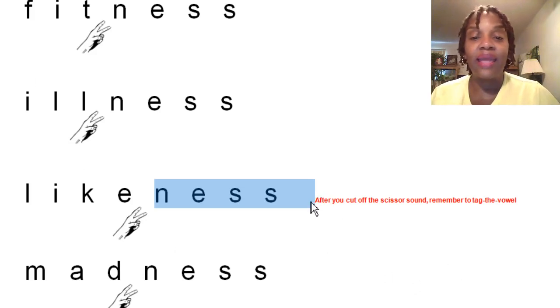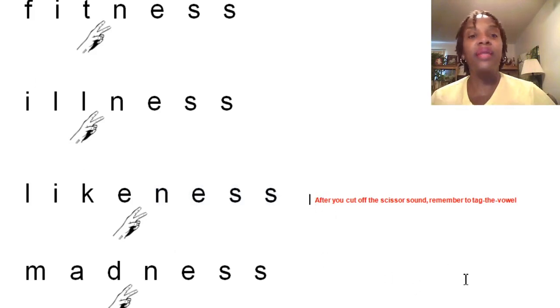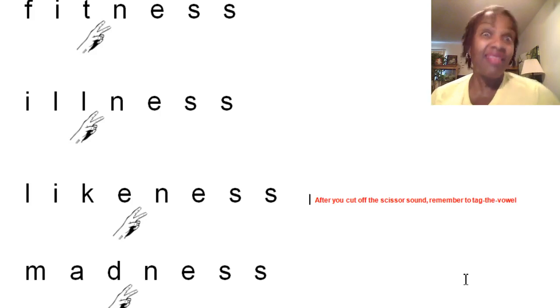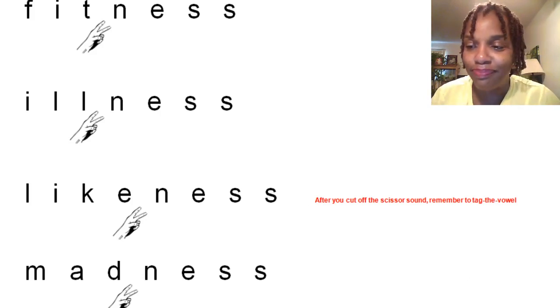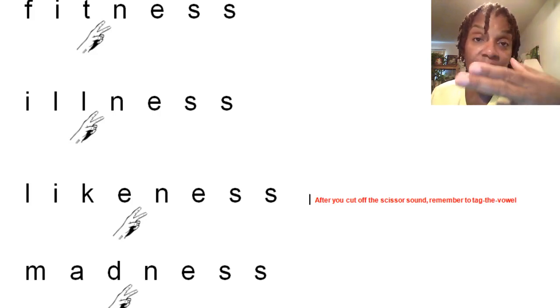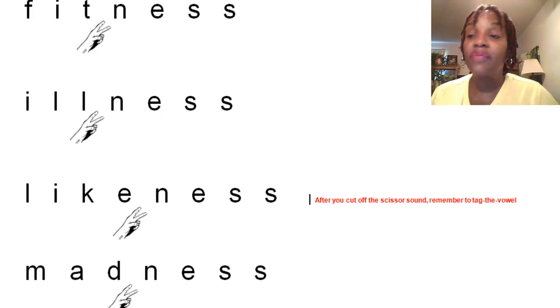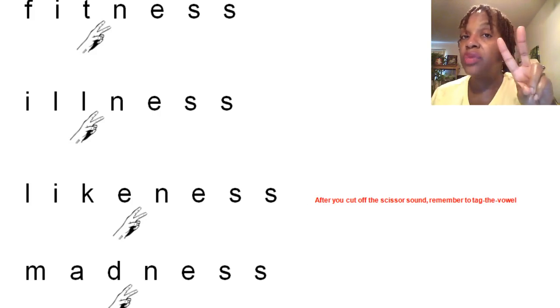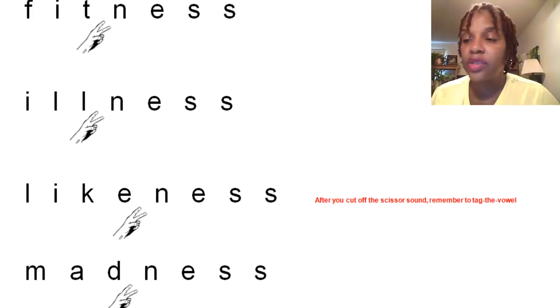Likeness. And a likeness can mean a couple of things, like maybe you like something or you look like something, and there's a likeness. You share a likeness with something. Not the best example, but that's the best I can come up with off the top of my head. But likeness. So always remember, when you cut off that scissor sound, if you're left with the letter E, remember E does 2 things: silent, and it turns into a tagger.